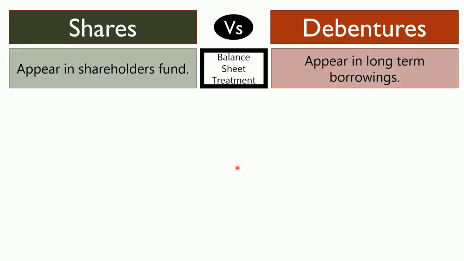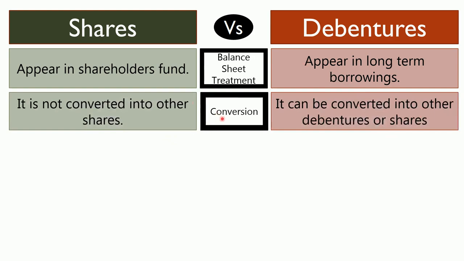Next, balance sheet treatment. Shares appear in the shareholders' fund in the balance sheet, whereas debentures are shown as long-term borrowings in the balance sheet. Conversion. Debentures can be converted into other debentures or shares, but shares cannot be converted into other shares.